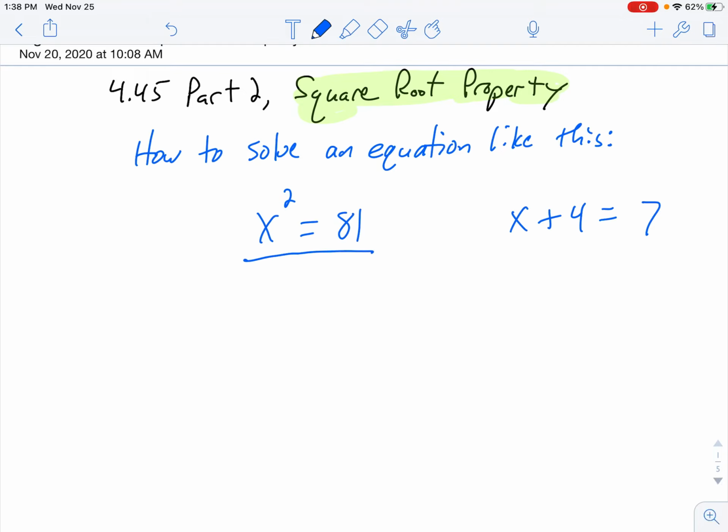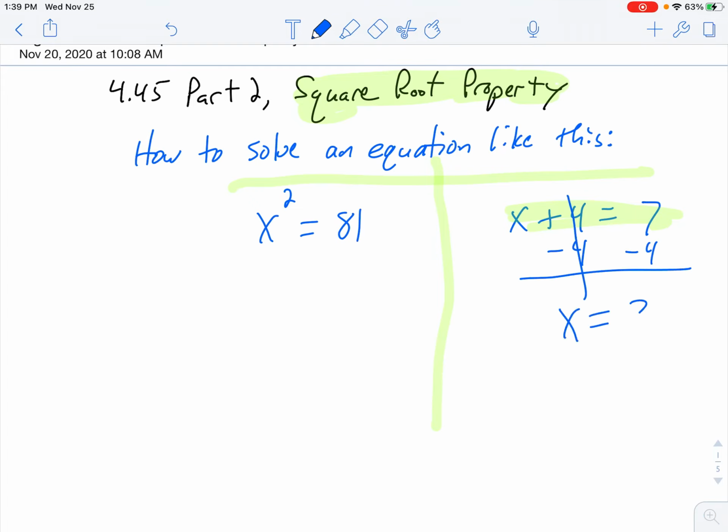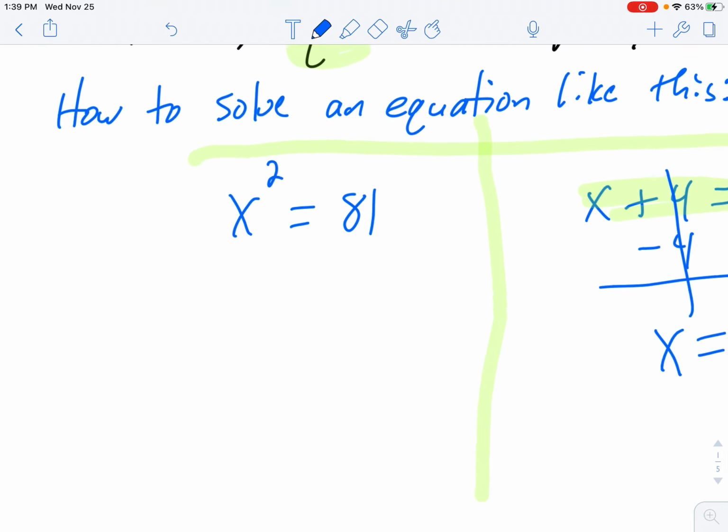X squared equals 81. And take you back to basic algebra and look at a question like this. X plus 4 equals 7. How do you solve that? Well, what's being done to x is plus 4, so you do the opposite, which is minus 4. Do that on both sides, and of course you get your answer. So you do the opposite, you do it to both sides.